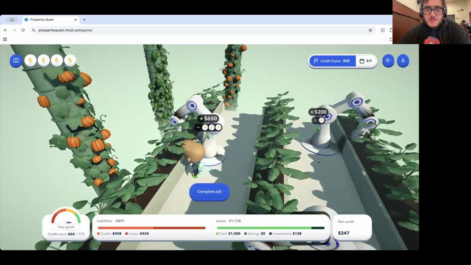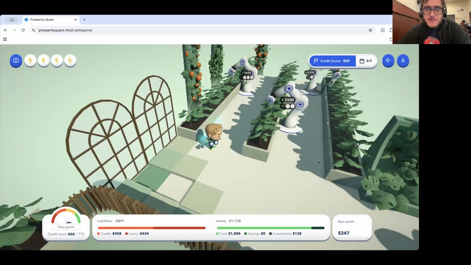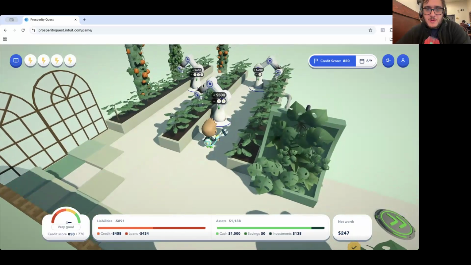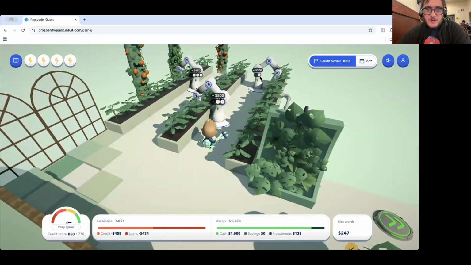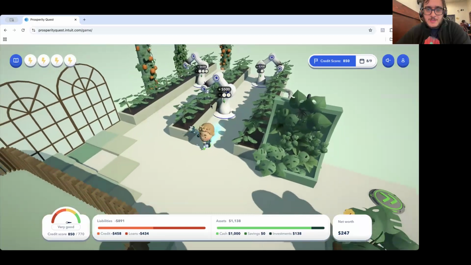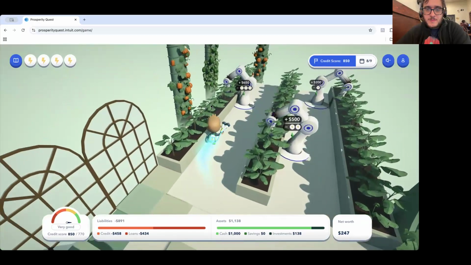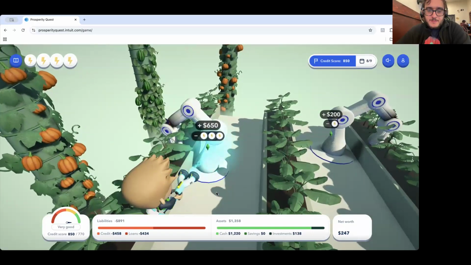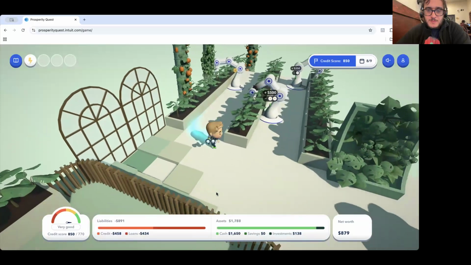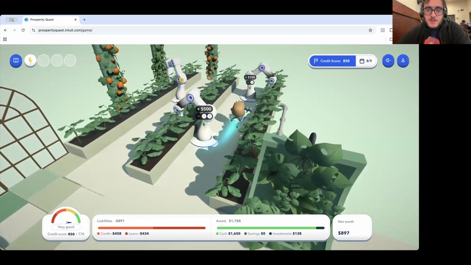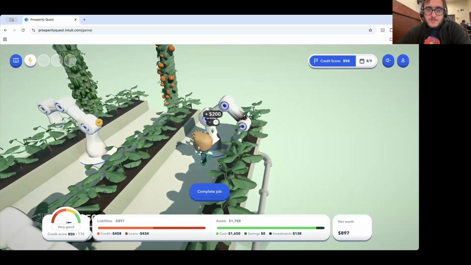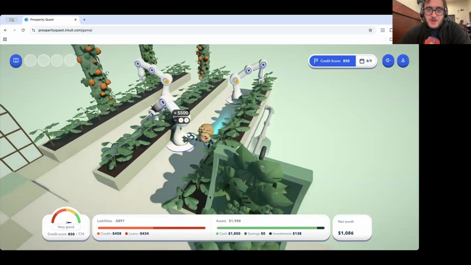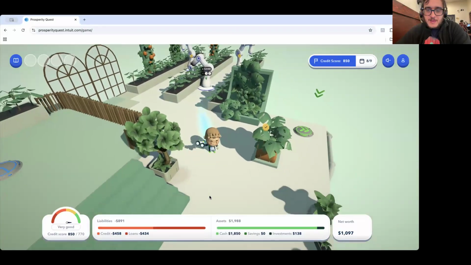So I'm gonna do, actually, no, let's think about this. I can do the 500 plus 200. So I can do 650 plus 1, 850 or 500. Yeah, so let's do the 650. Complete job. And then here, look at that. Now we have almost $2,000 in the bank.